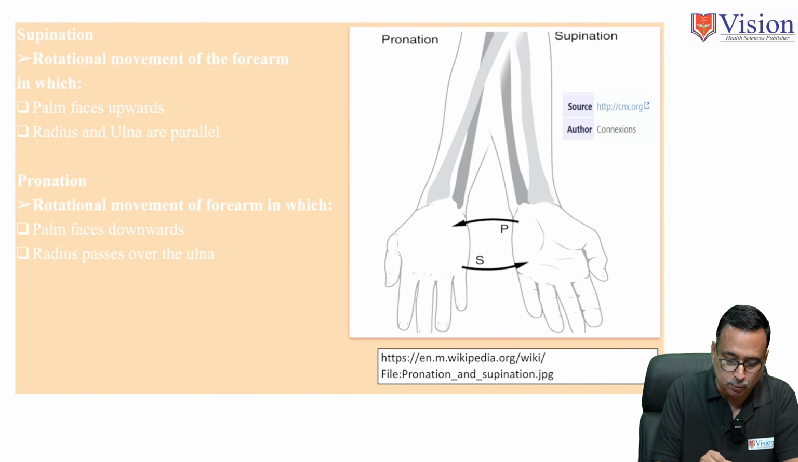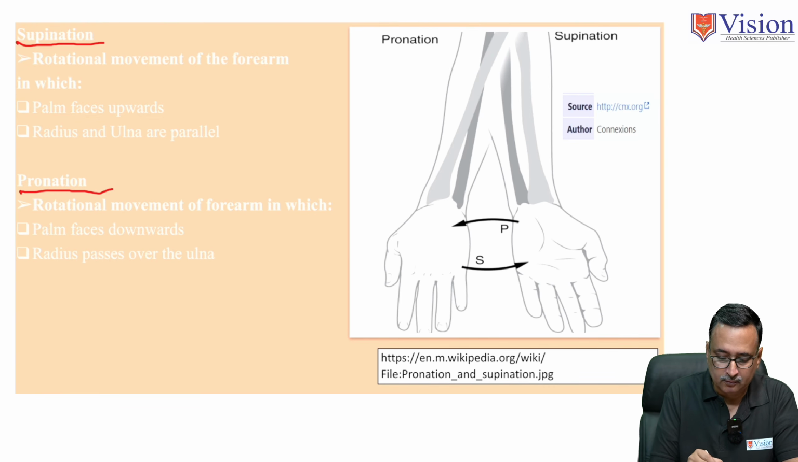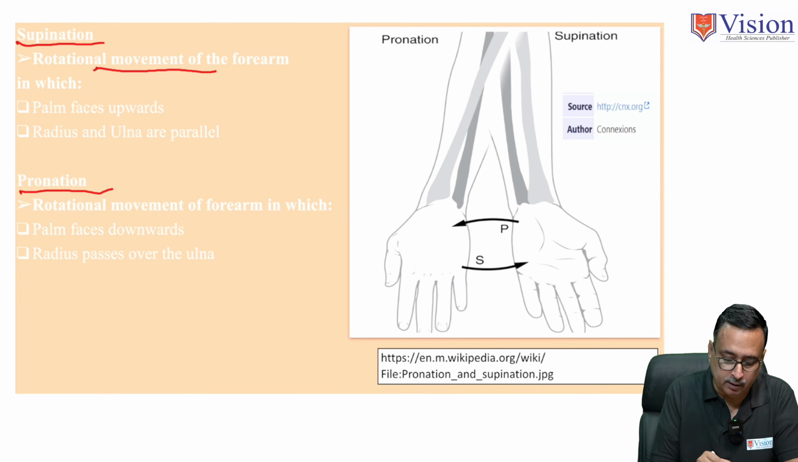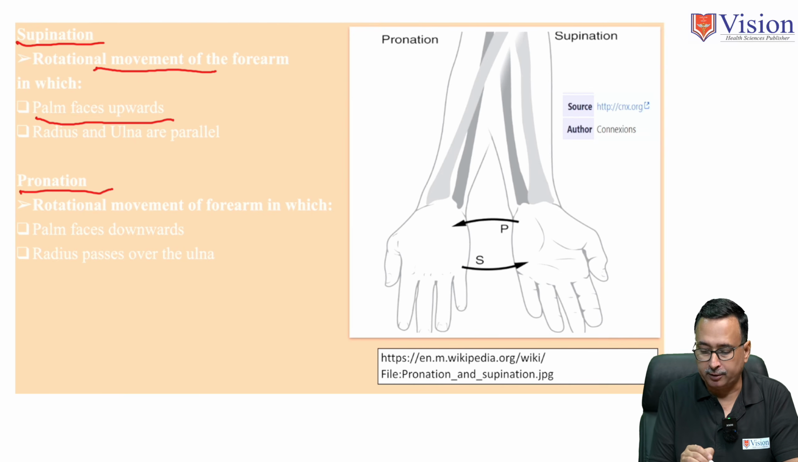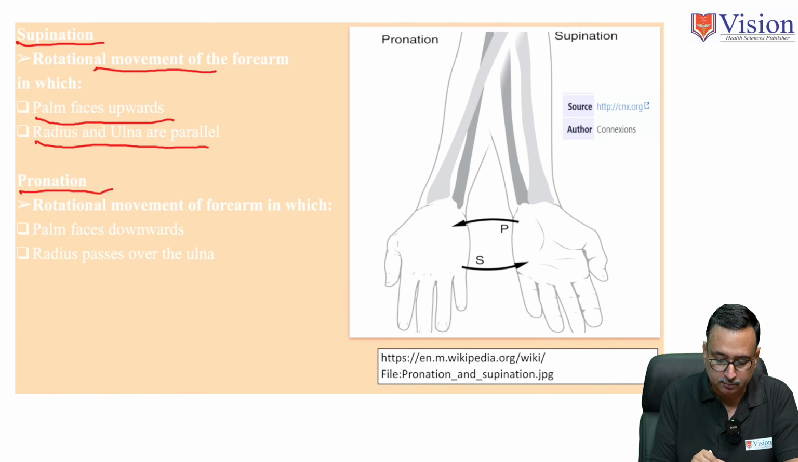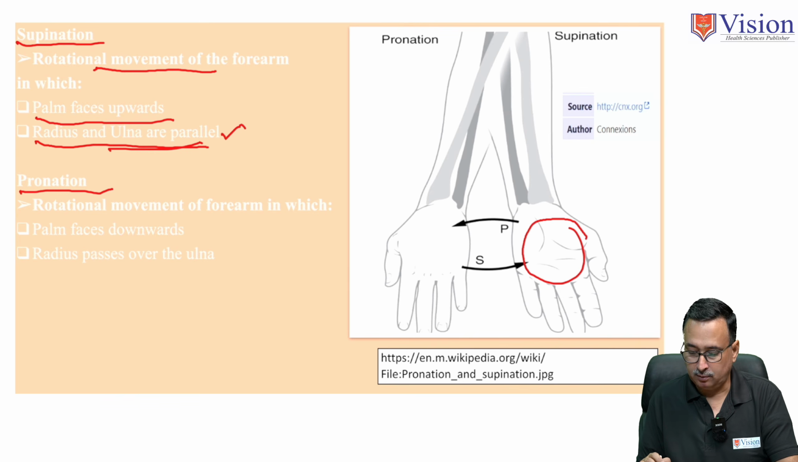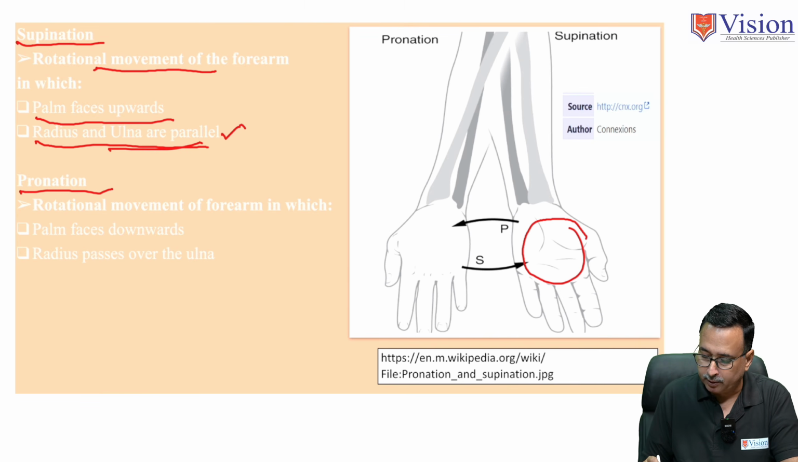So another movement is supination and pronation. In supination, when a body part moves through supination, the first point is that the palm always faces upward, and the radius and ulna are brought closer to one another in a parallel position. As we can see from the diagram, this is the palmar surface of the hand. During this movement, it faces upward and the radius and ulna are placed parallel with each other.